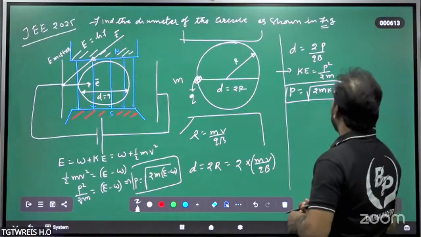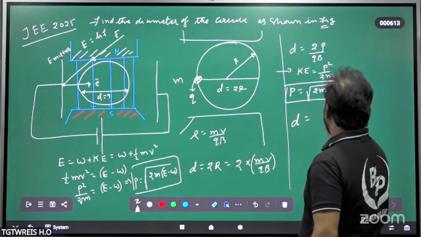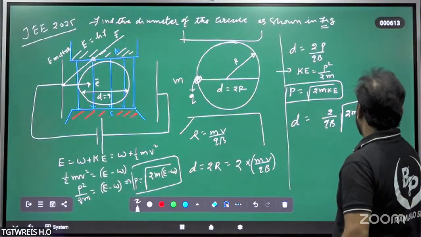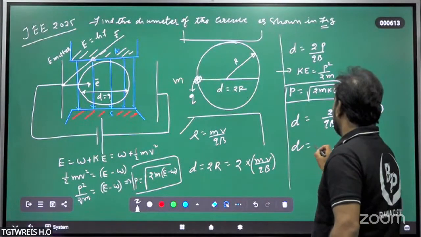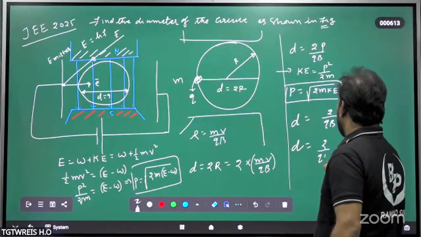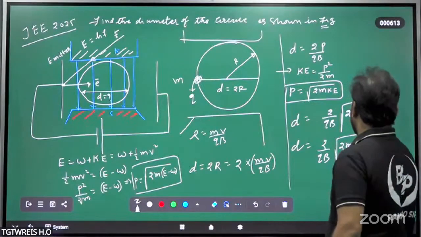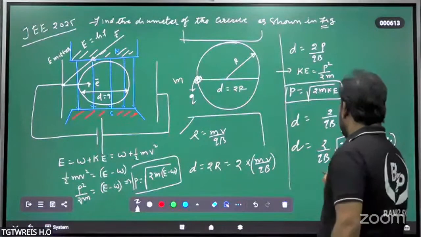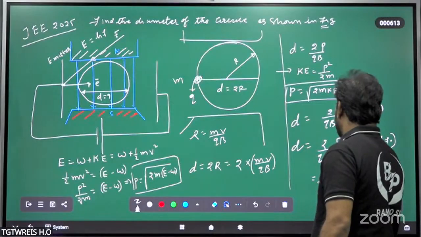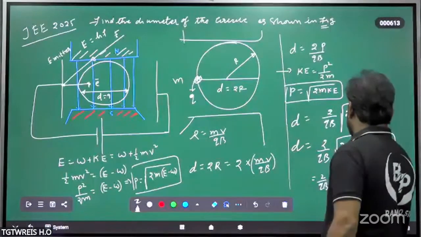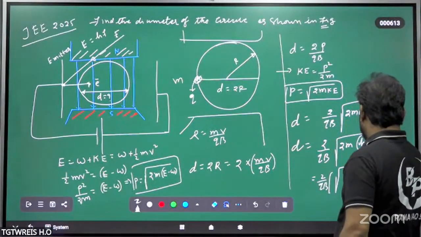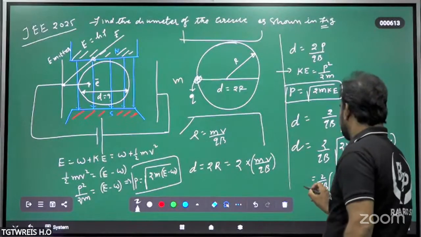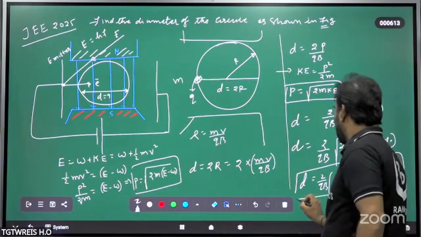Substitute that here. D is equal to 2 by qB into root over the value of P, which is 2m into E minus W. That is D is equal to 2 upon qB into root over 2m into hf minus hf naught, which equals 2 by qB into root over 2m into hc by lambda minus hc by lambda naught.